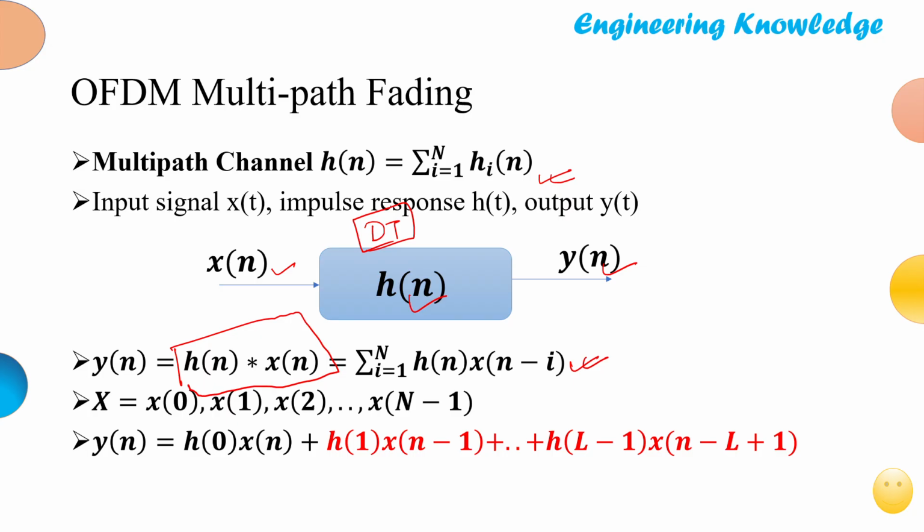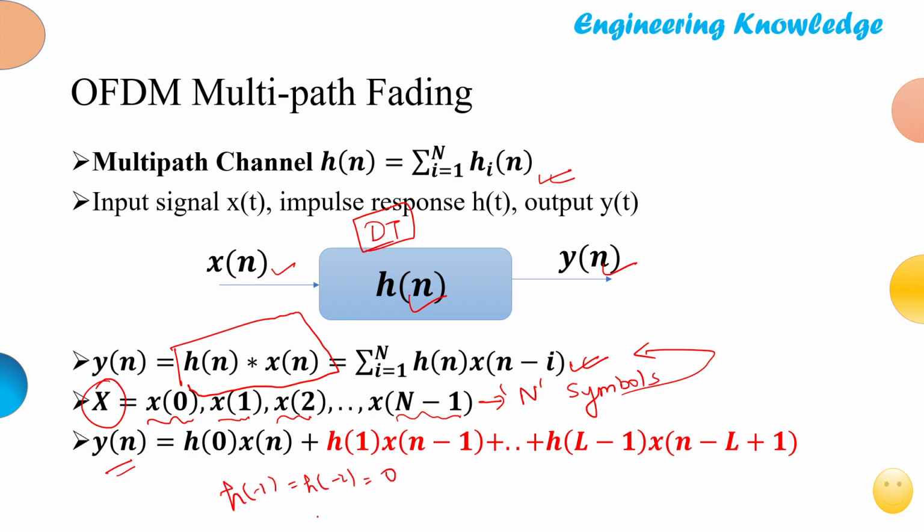Now if we say that the transmitted symbols were x of 0, x of 1, x of 2 till x of n minus 1, in total there are n symbols. If I put these n symbols in this equation, since it's a causal system, I'm not taking h of minus 1. H of minus 1 and h of minus 2 will be 0 for non-realizable, non-causal systems. So the first term that I will get from this will be h of 0 into x of n, then h of 1 x of n minus 1, and h of l minus 1 x of n minus l plus 1, if in total there are l copies.